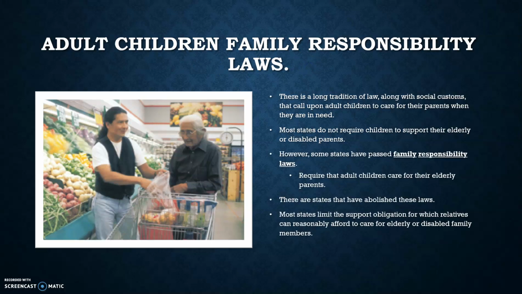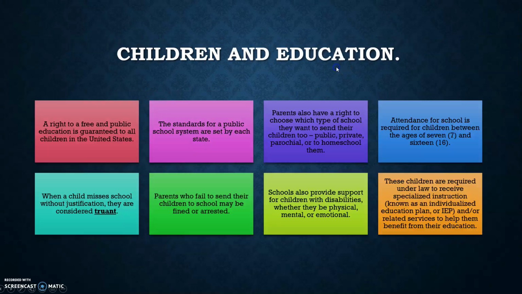However, some states have passed family responsibility laws which require that adult children care for their elderly parents. There are states that have abolished these laws, but most states limit the support obligation to what relatives can reasonably afford to care for elderly or disabled family members. Okay, so there is some type of structure put in place there to keep family members from having to give all of their money or all their time and care to their elderly relatives or disabled relatives for that matter.